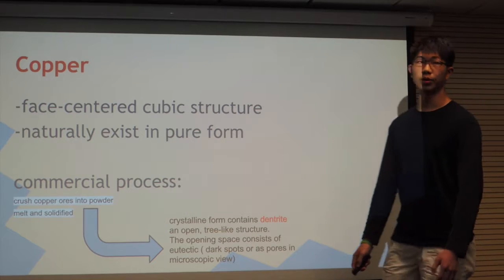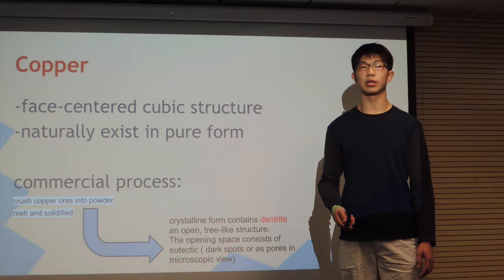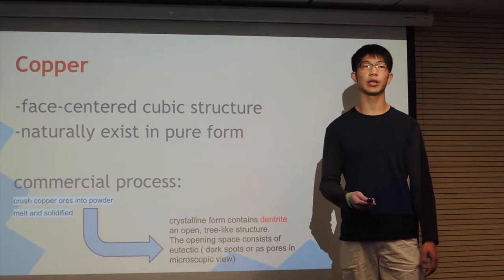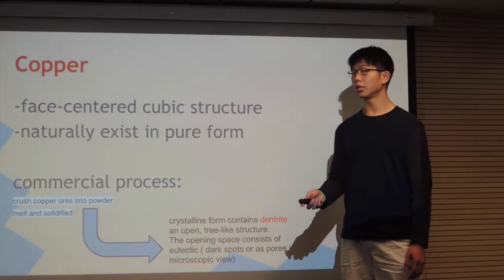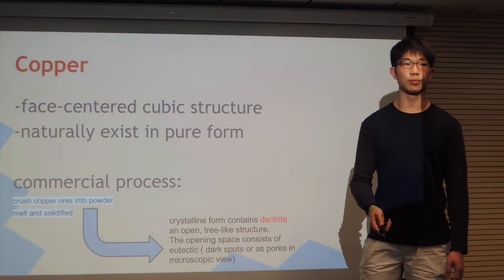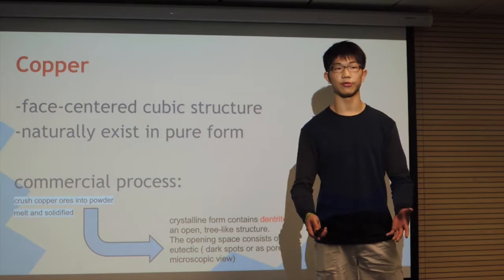And the last one is copper. So copper has a face-centered cubic structure, and it is very stable, and that's why it can exist naturally in pure form. And normally, for the commercial process, when we produce copper, we firstly crush the copper ore into powder form, and then we melt and solidify it.